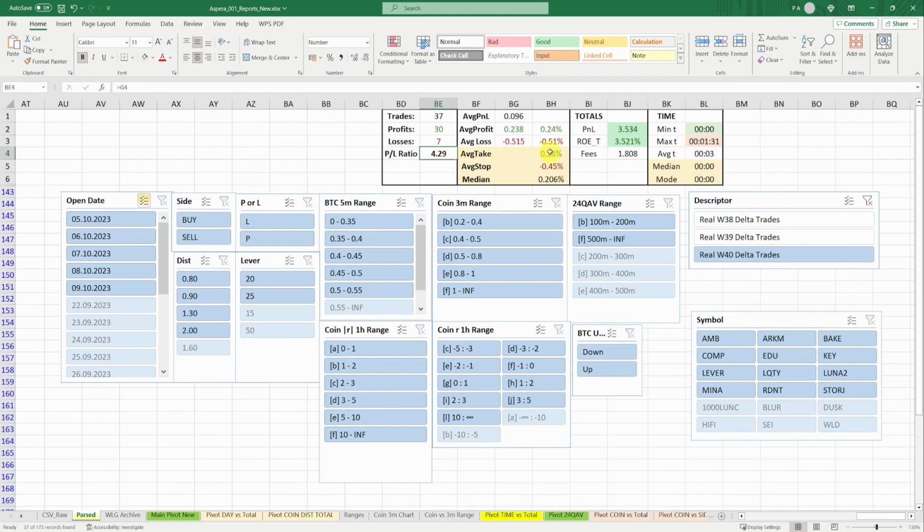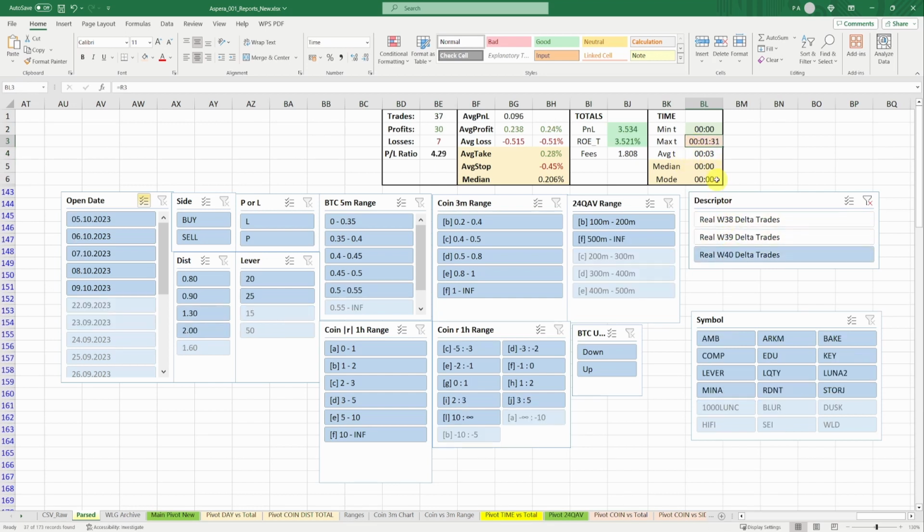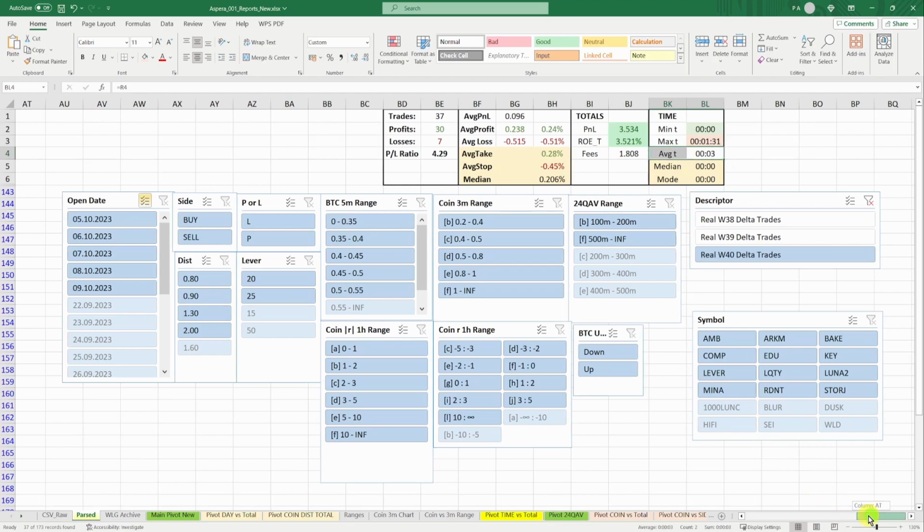Now let's check out the open position time. In week 39 it was 8 seconds with a maximum of over 6 minutes. This week the average appears to be 3 seconds. But let me tell you, it is in fact even better than that.